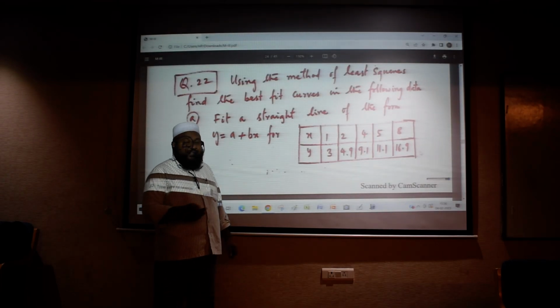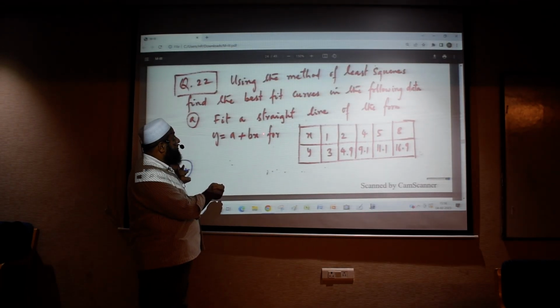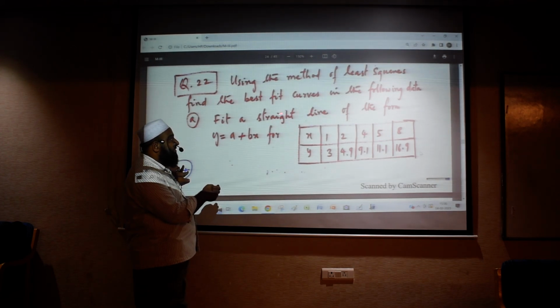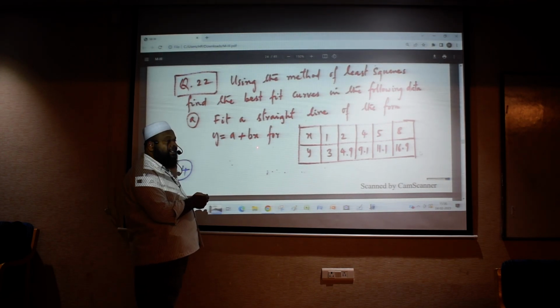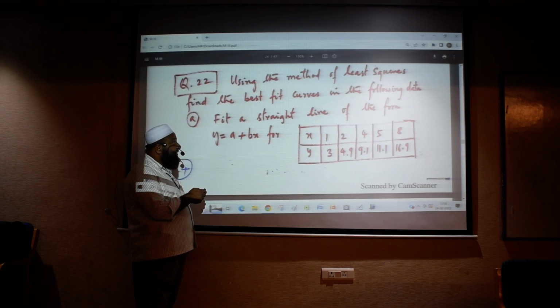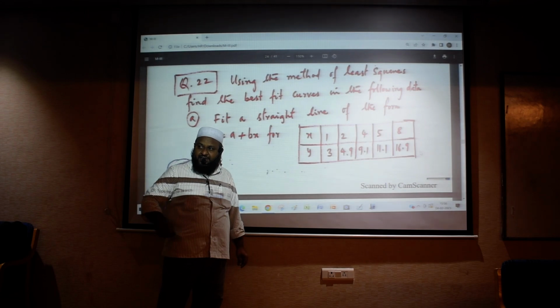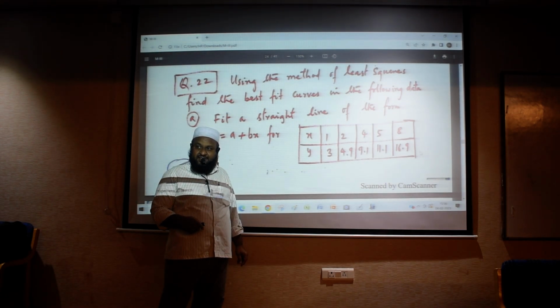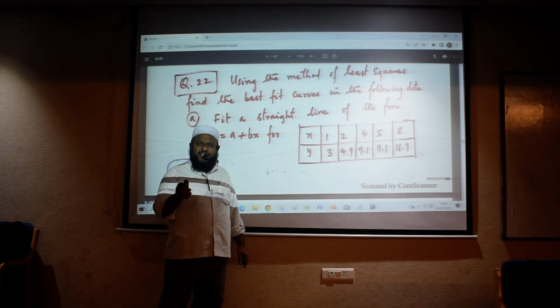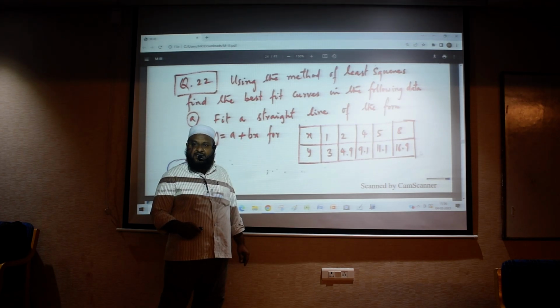Okay, all of you, just see the wording of the question. We have to fit a straight line of the form y = a + bx. Fitting a straight line, fitting a parabola, fitting power curves, they all come under curve fitting. In which unit have we entered? Fourth unit. So the first concept is fitting a straight line.